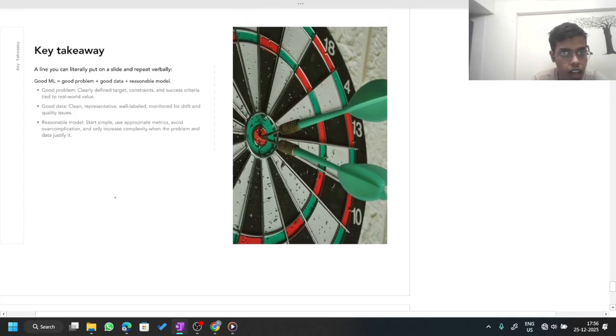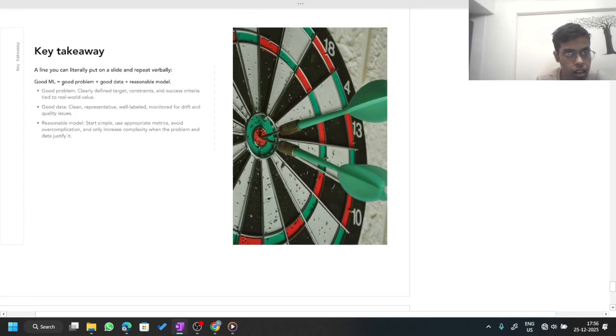And some of the key takeaways are: repeating, a good problem, like you should have a good idea of how the problem is working, what problem you are solving. A defined target should be there, constraints should be understood by you, and success, how do you define the success associated with the real world? Good data is important to solve this problem. Clean, representative, well labeled, monitored for quality issues. It should be monitored continuously, and a reasonable model. Of course, we will start with simpler models with appropriate metrics and only increase the complexity gradually when the problem and data justify it. I mean, if you have worked on data, you know that the data is good enough, the problem is clear, then only will you increase the complexity of the models accordingly.